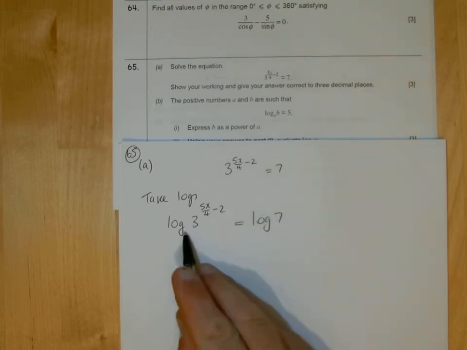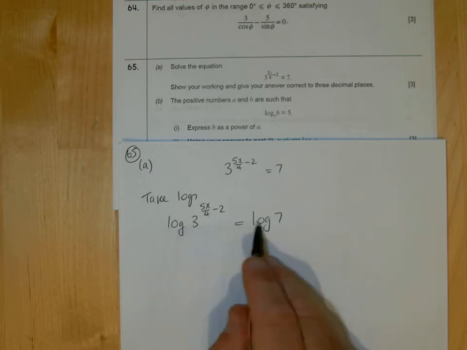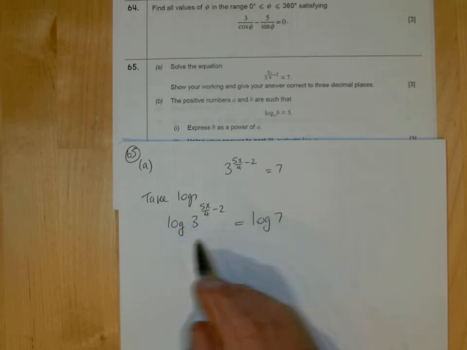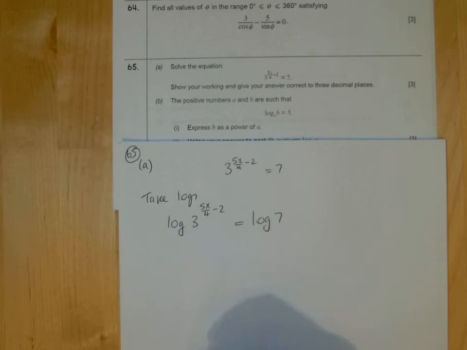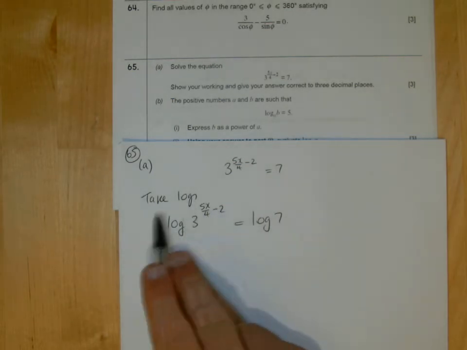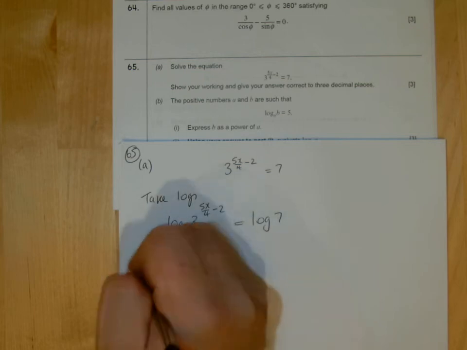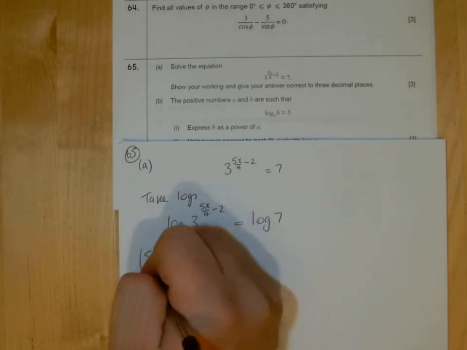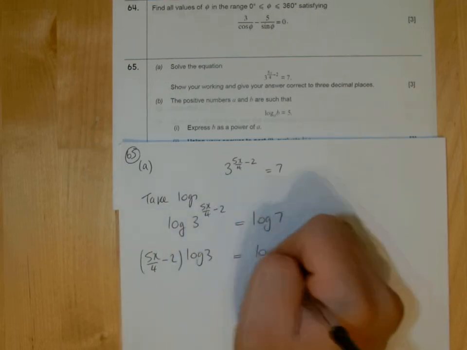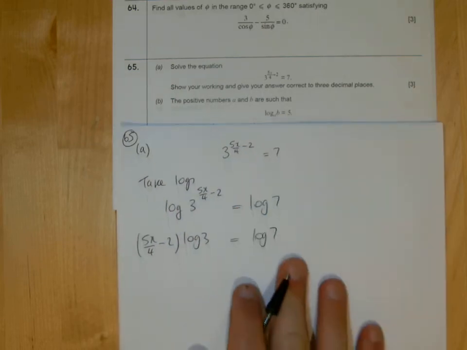Now in terms of the base, remember, we'll just use base 10, because it's simpler. We don't have to write 10 then. It doesn't matter what base you choose, actually, because you're doing the same to both sides, aren't you? You're taking logs to both sides, but choose base 10 because it's easier to write. Now, what I do then is, because you've got a power, you can bring that down in front of the log. So we get 5x over 4 minus 2 log 3 equals then to log 7.